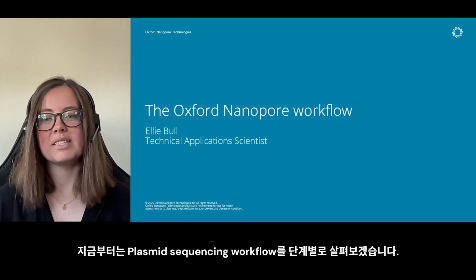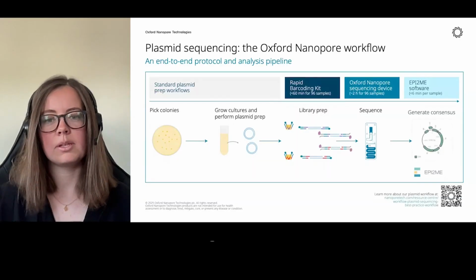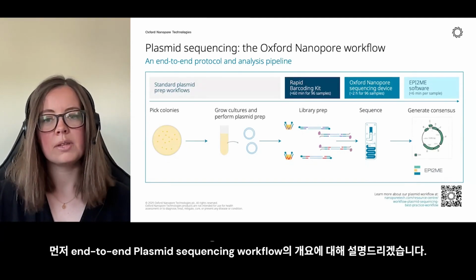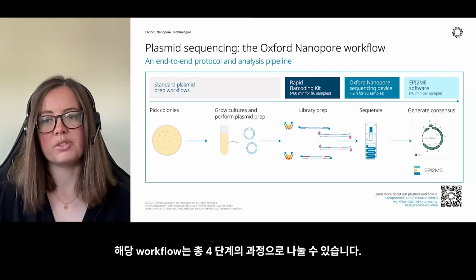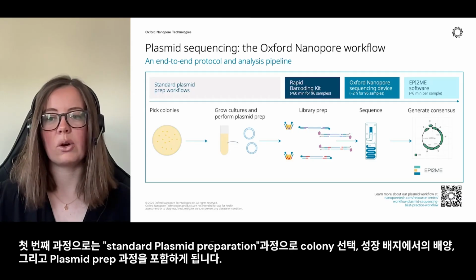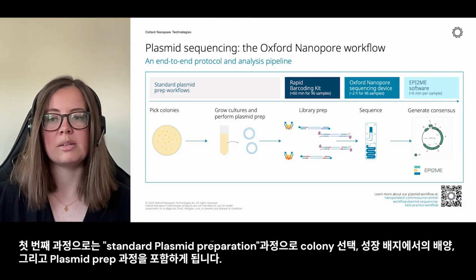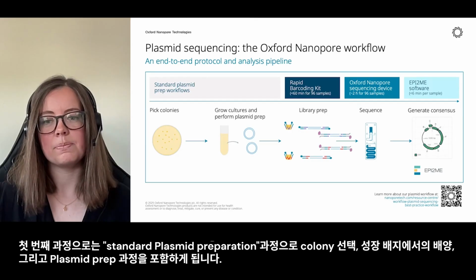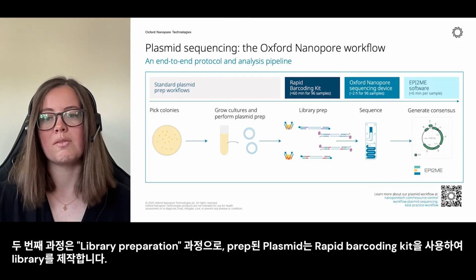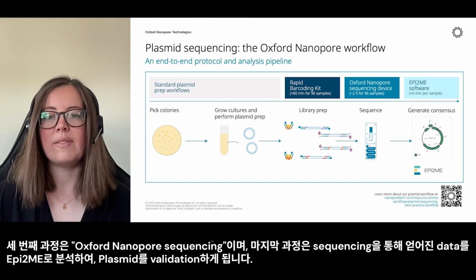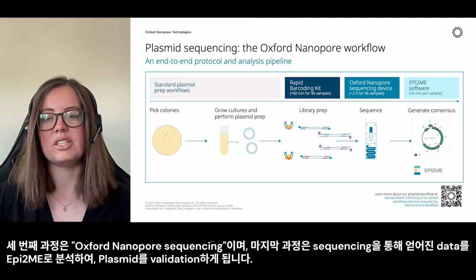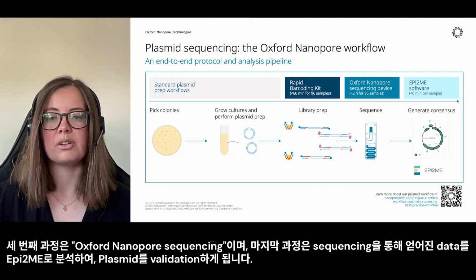Let's go through the plasmid sequencing workflow step by step. Here's an overview of the simple end-to-end plasmid sequencing workflow. The workflow can be divided into 4 stages. First is standard plasmid preparation, including picking colonies, culture of these in growth medium, and extraction of the plasmid DNA. Next, the extracted DNA is prepared for sequencing using the Oxford Nanopore rapid barcoding kit. Then it's time for nanopore sequencing. And finally, analysis of the sequencing data using the clone validation epitome workflow.